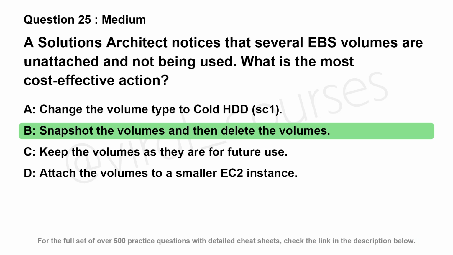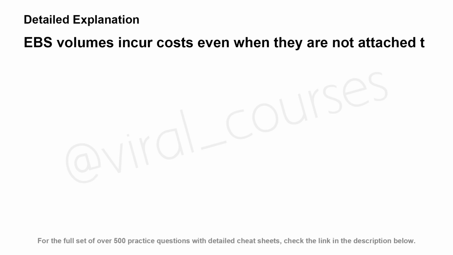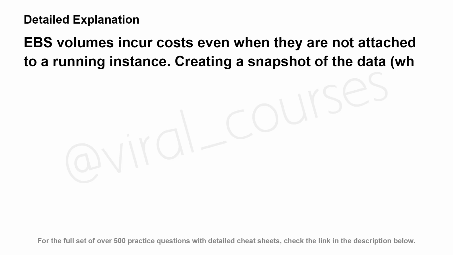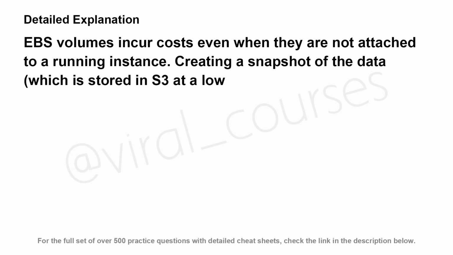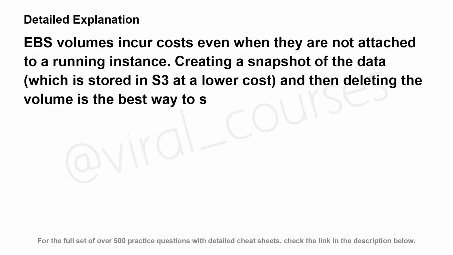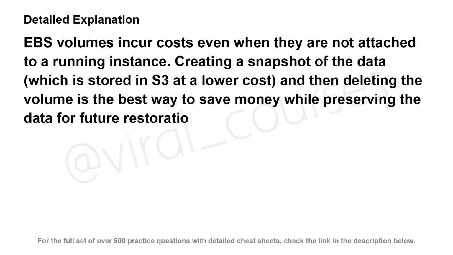The correct answer is B. EBS volumes incur costs even when they are not attached to a running instance. Creating a snapshot of the data, which is stored in S3 at a lower cost, and then deleting the volume is the best way to save money while preserving the data for future restoration.